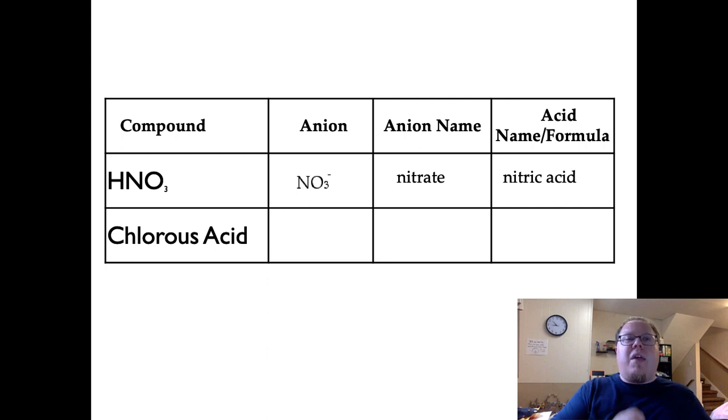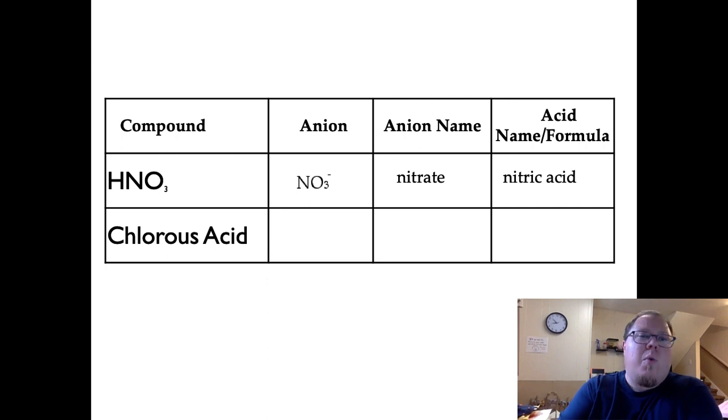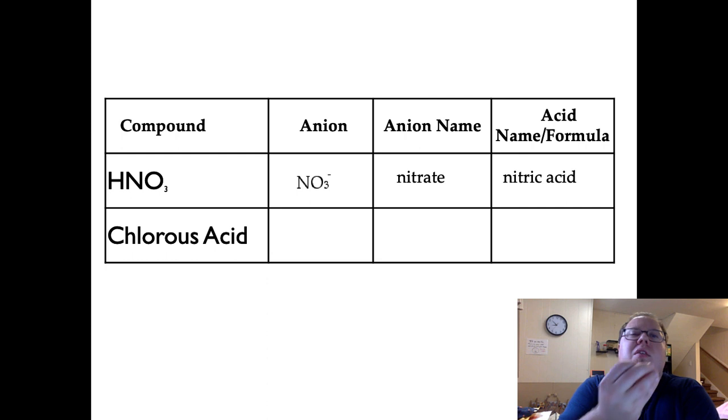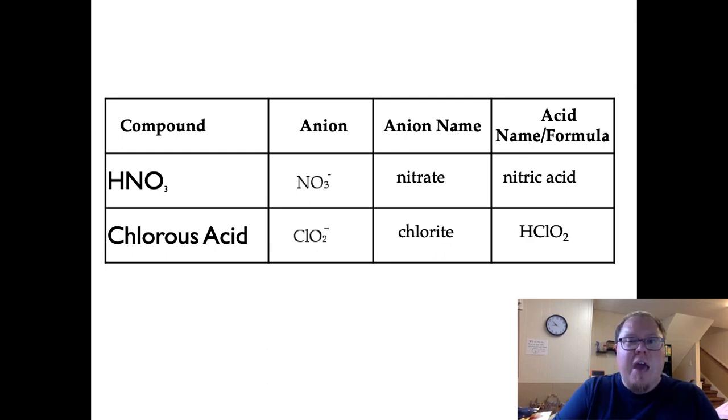Okay? So this next one, chlorous acid, chlorous. Now, because this is chlorous, what that means is we're looking for the anion that ends in ite. So we are looking for the anion called chlorite. Now I look up what chlorite is. It is ClO2. It has a negative 1 charge. So pair that with hydrogen. The formula for this would be HClO2.